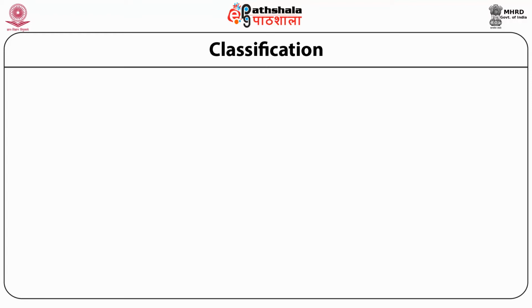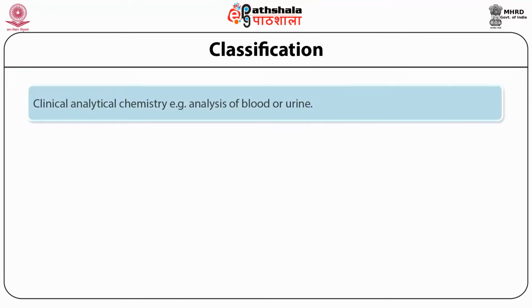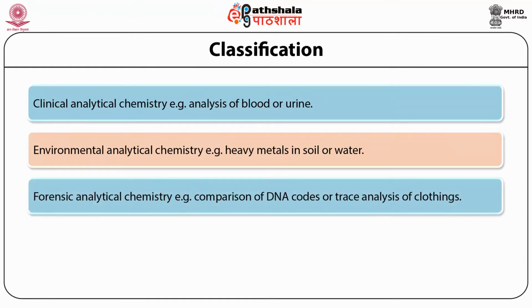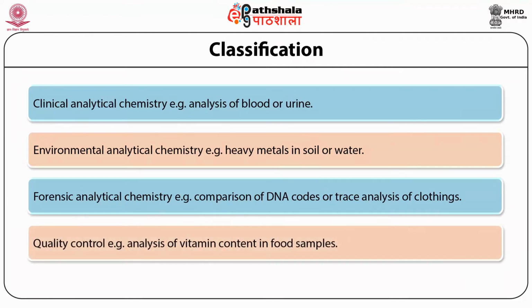Analytical chemistry is classified by application: clinical analytical chemistry, for example, the analysis of blood or urine; then environmental analytical chemistry, for example, analysis of heavy metals or pesticides in soils and water; then forensic analytical chemistry, including the comparison of DNA codes or trace analysis of clothing. It is also used in the quality control process, for example, the analysis of vitamin contents in food samples.